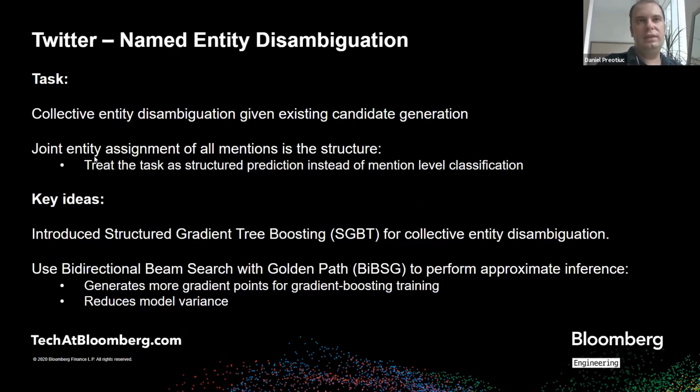So basically, the task here in this paper is treated as structure prediction instead of mention level classification. And for this purpose, my colleagues introduced structured gradient tree boosting for this task. In addition, they introduced a bidirectional beam search with golden path to perform approximate inference, with the goal of reducing model variance.